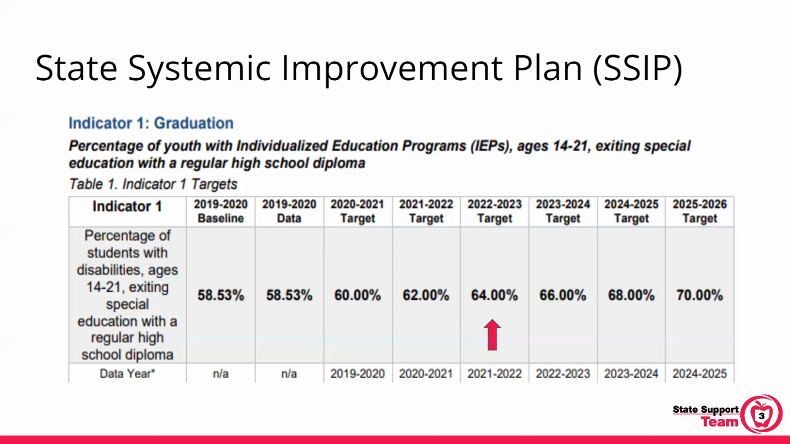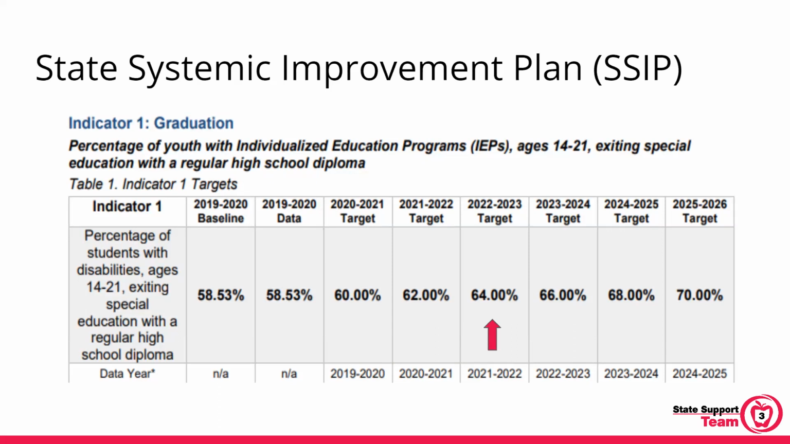There are two graduation rates. One is the state graduation rate, and the other is the federal graduation rate. These SSIP targets are based on federal graduation rates. So you can see each year the targets are going up.